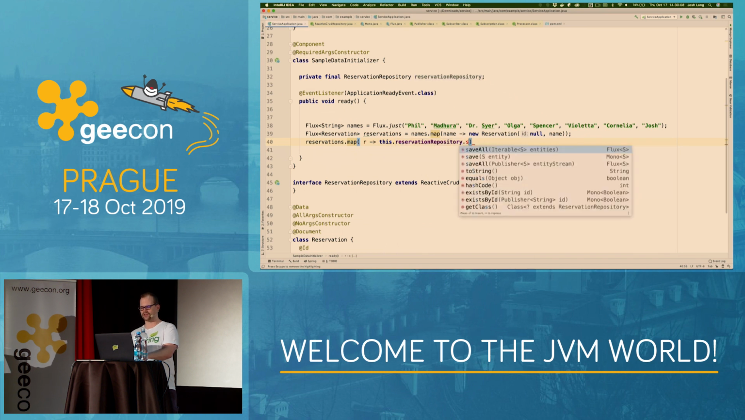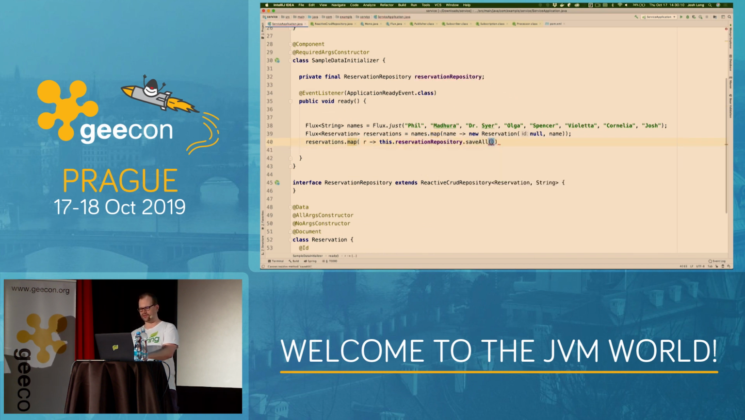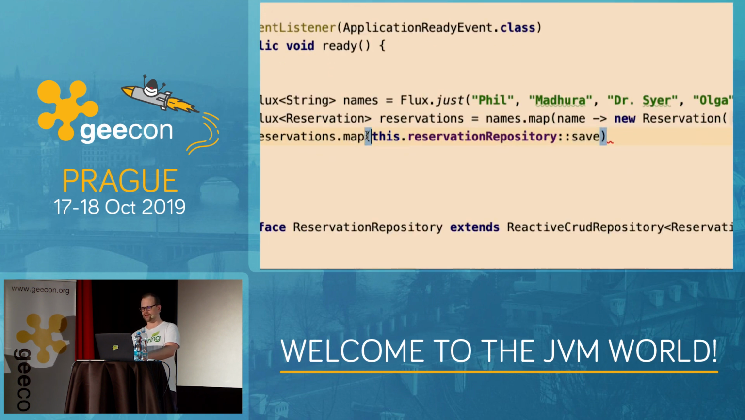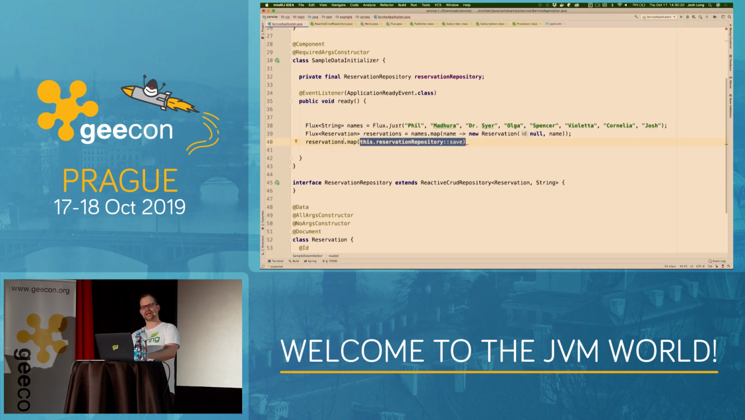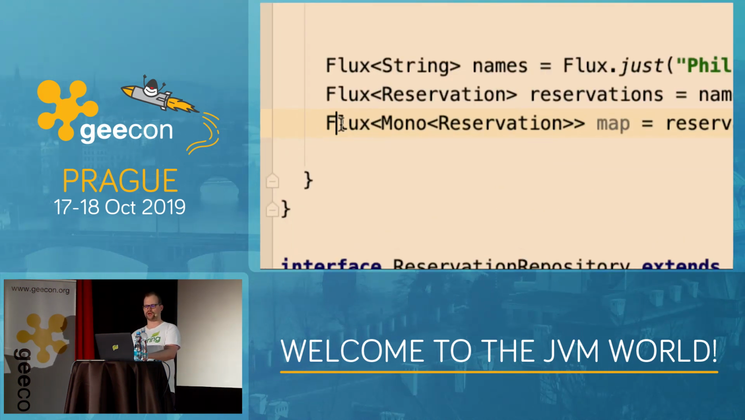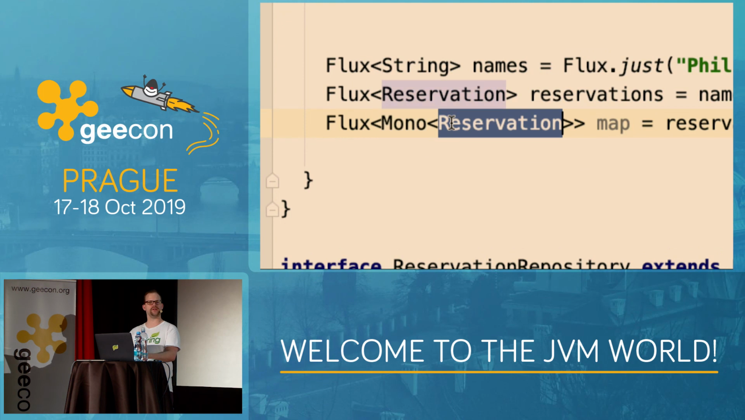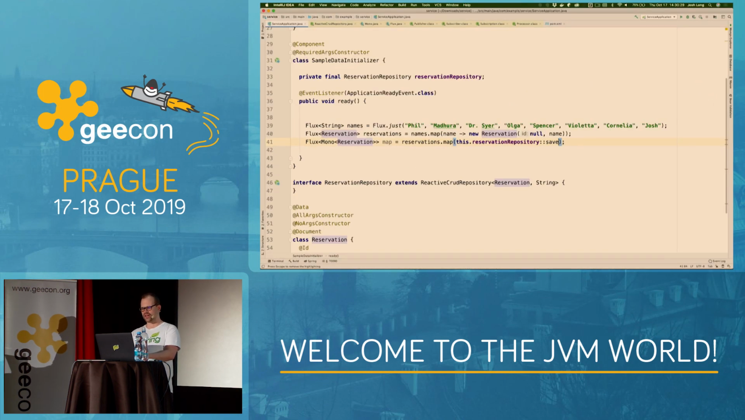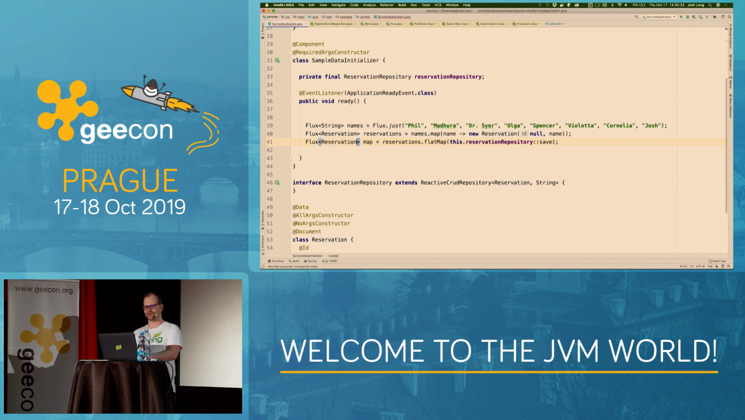If I call .save on this, if I just pass in this like that, that turns into a method reference. What happens if I do that? Well, map takes this lambda that I've given it, and it takes the return value, and it collects the return values into another publisher. So you get this monstrosity. You get a publisher of publisher of reservation. We don't want that. So instead, you've got to flat map it, right? Flat map unpacks the intermediate type like this.